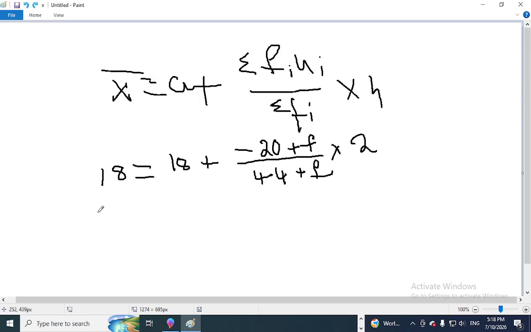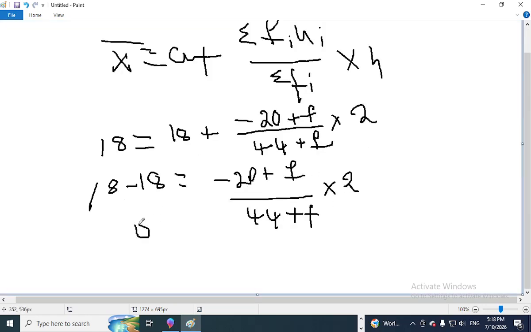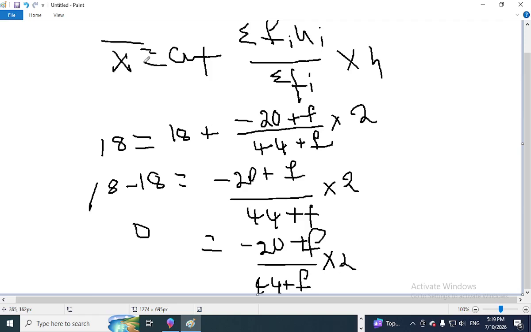So I'll show that too. On the LHS, if we transpose 18, 18 minus 18 is equal to 0, that is equal to minus 20 plus F by 44 plus F into 2. So 18 minus 18 is equal to 0, is equal to minus 20 plus F by 44 plus F into 2. Like that, we are simplifying the problem.